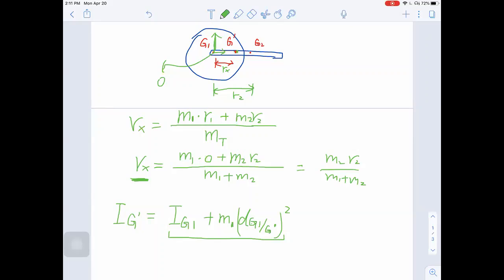We're not done yet. Here we need to add the moment of inertia of the rod, which is G2, plus M2 times the distance. What is that distance? It should be from G2 to G prime. So D G2 G prime squared.